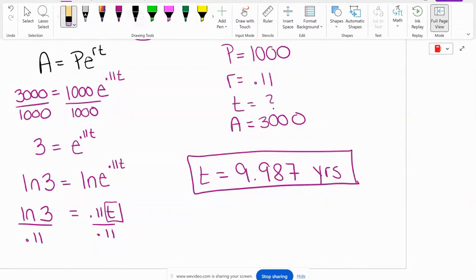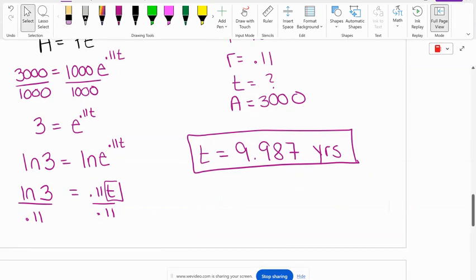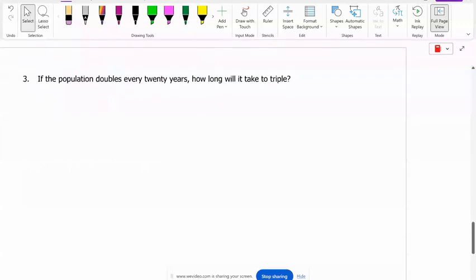All right, let's go on to the next one. So I feel like the banking problems are pretty straightforward. These next ones take a little bit of work. It's not as obvious.